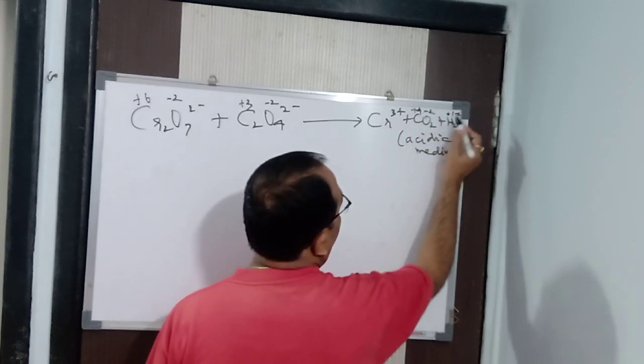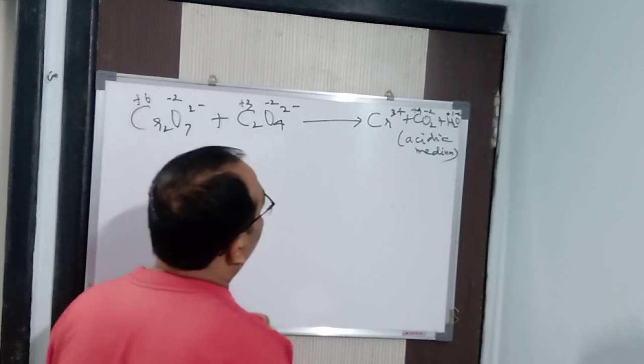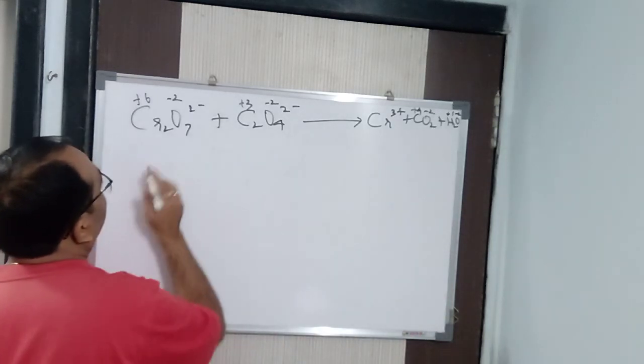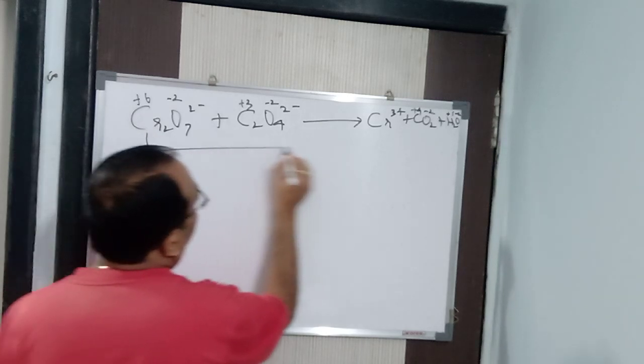Hydrogen is plus 1, oxygen is minus 2. So what you see is that, let me rub out this acidic medium. What you see there is plus 6, it becomes 3 plus.